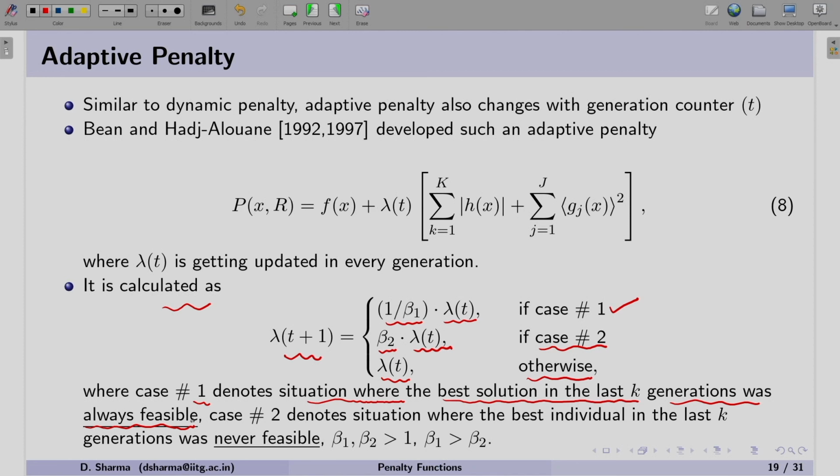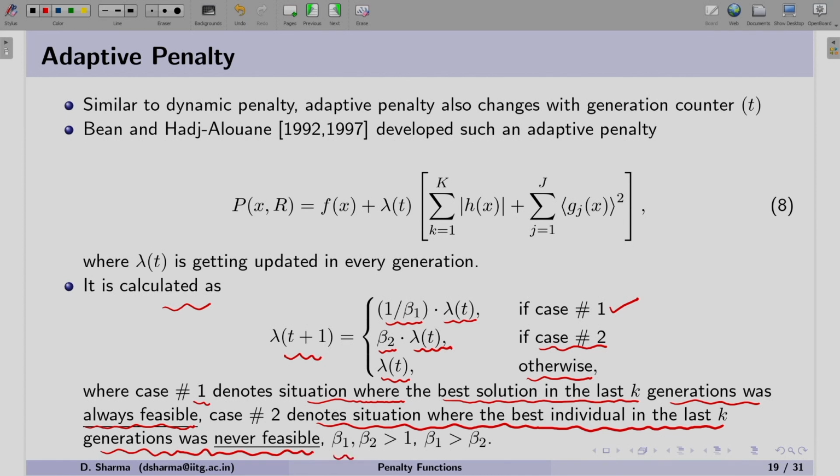Case 2 here denotes the situation where the best individual or solution in the last k generations was never feasible. For some kinds of problems when we are using EC techniques, the problems are so difficult that we may not get a feasible solution at all. So if we consider, say, k equals 6 generations, and from the last 6 generations we find that the best solution was always infeasible, never a feasible solution, in that case we use case number 2.